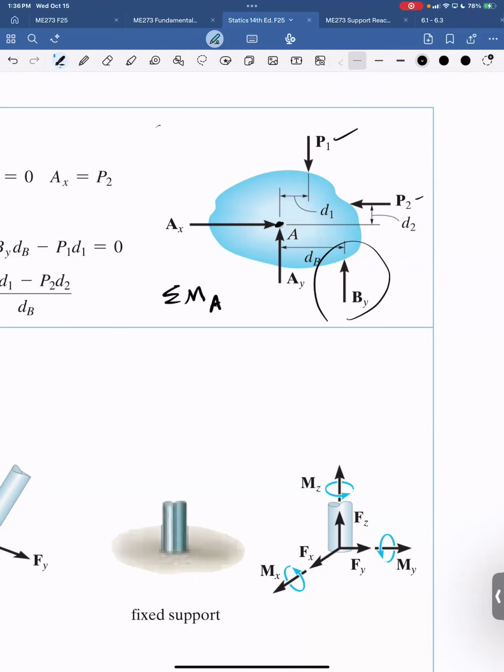And likewise, summing forces in the X direction, there's only one unknown in the X direction. So automatically you figure out, well, Ax is equal to P2, and I can solve for By, rather, by summing moments about A, and then I can sum forces in the Y direction.